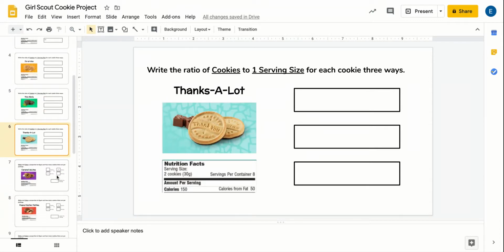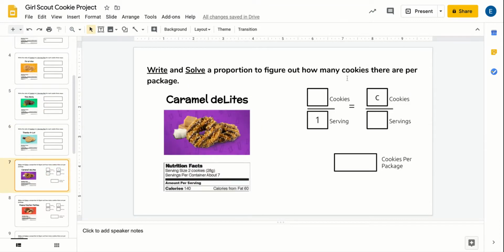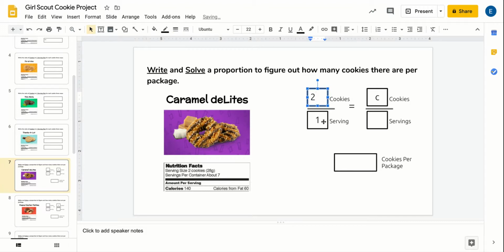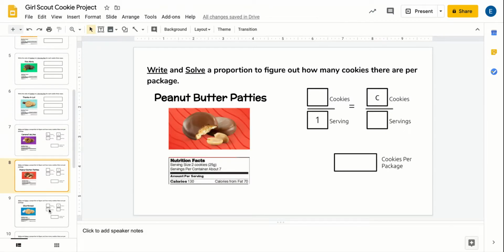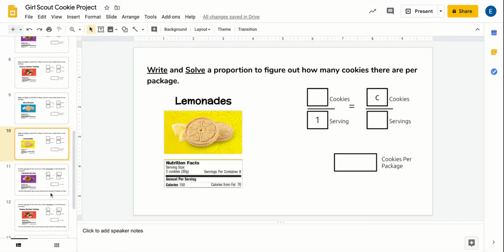Now over here, we're going to write and solve a proportion to figure out how many cookies there are per package. Again, we're going to have to look at our nutrition label. Well, if my serving size is 2 cookies, that means I have 2 cookies per 1 serving, and that means I need to figure out the amount of cookies in, servings per container is 7. So look at me, I'm using the nutrition label and I'm filling it in, and you're going to solve for C, or the number of cookies per package. You're going to continue and use that information for the other types of cookies.